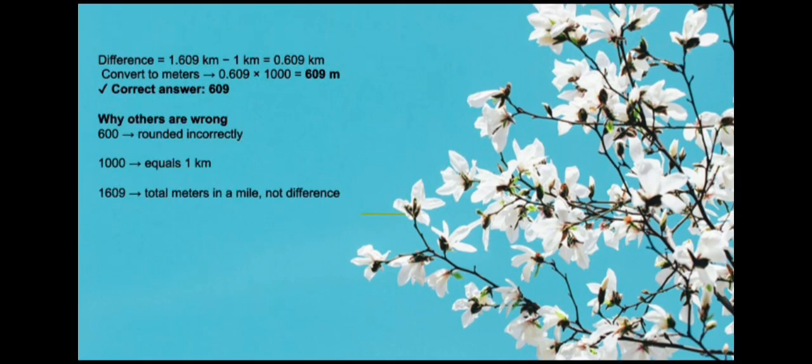So let's have the rationalization. So the difference is 1.609 minus 1 km equals 0.609 km. So convert to meters: 0.609 times 1000 equals 609 meters. So the answer for this is 609, letter A.